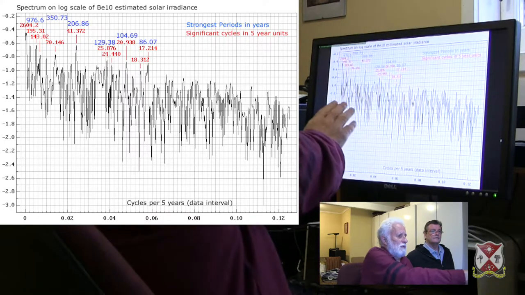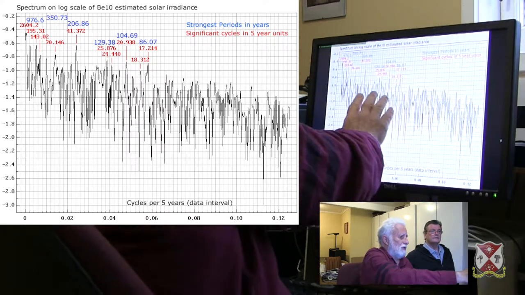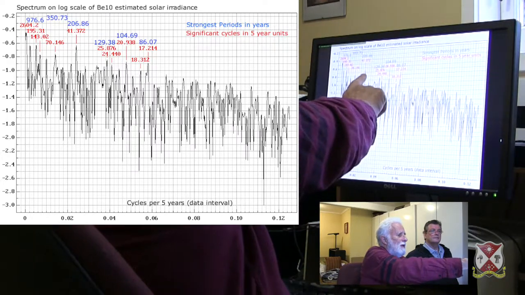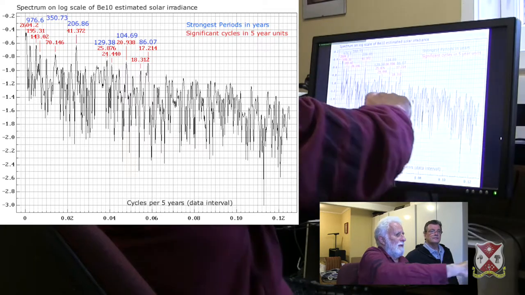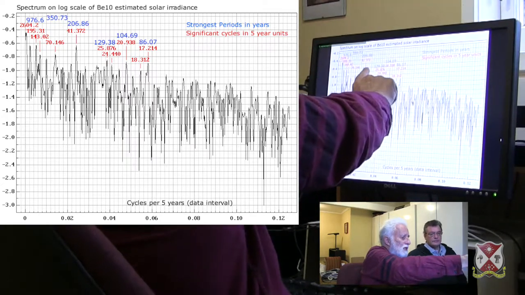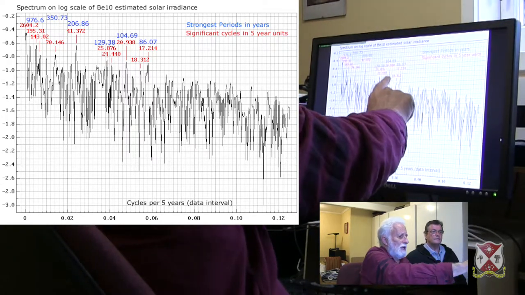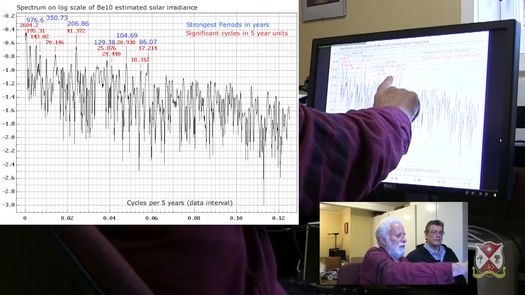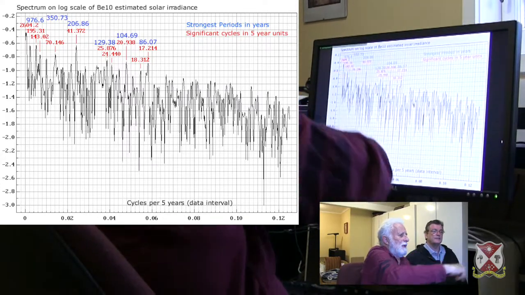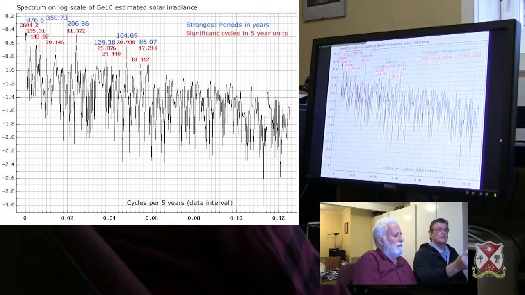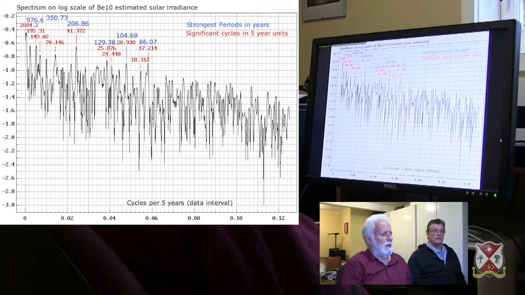So this is the spectrum showing how relatively strong the cycles are, and you can see that this 207-year one, the spectrums usually go like that a bit. So you can see that one is especially strong, stands out strong, and the 104 is quite strong as well. And these other ones are okay. Because you're very close at 206.86 for the 208, and 104.69 for the 104.